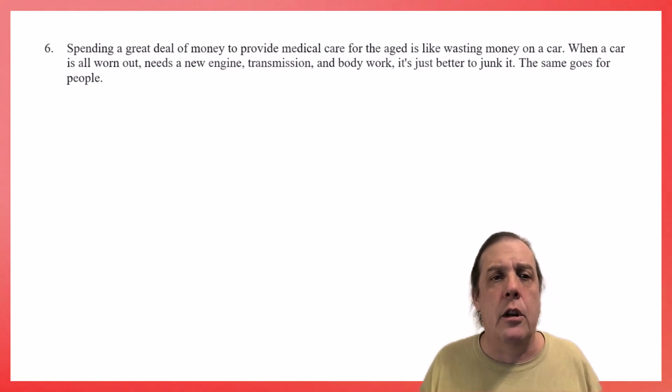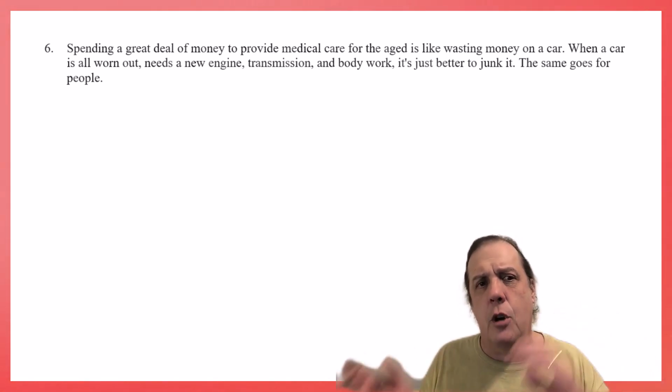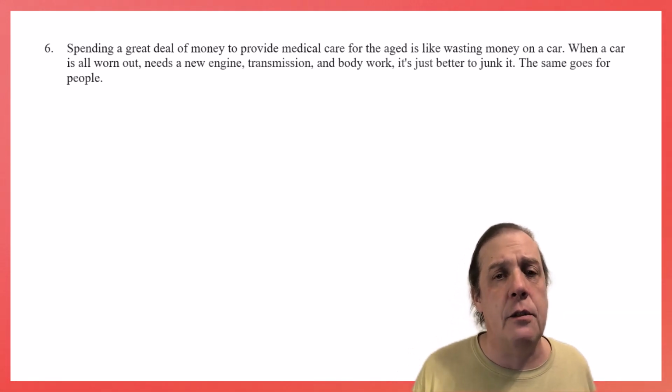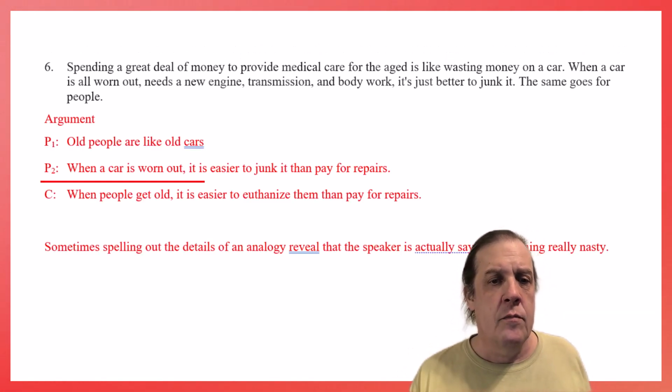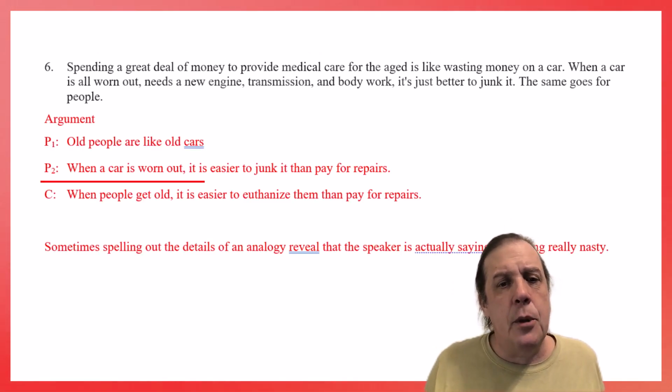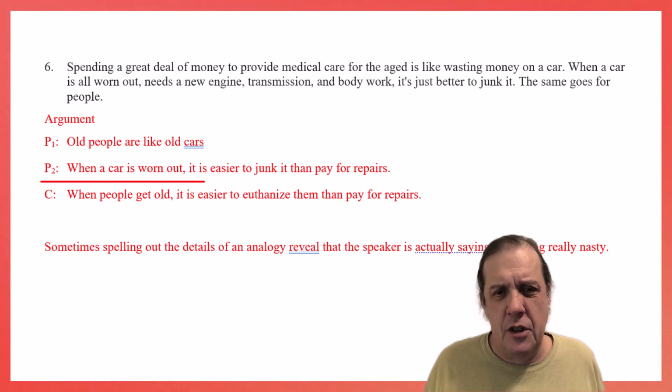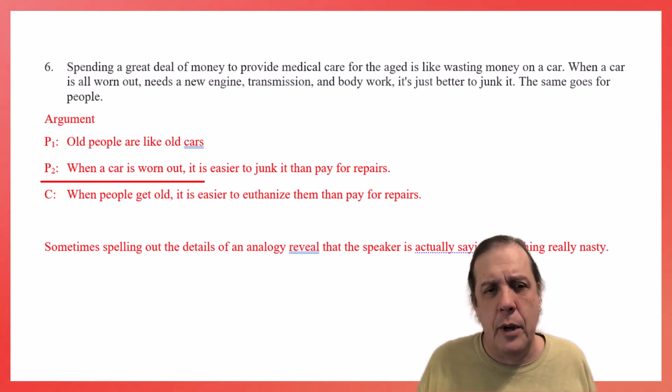The same way earlier, we said, oh, well, the finances are similar, and this is true of the family. The same goes for government. So we can begin to fill this in as a full argument by analogy. And it winds up looking like this. P1, old people are like old cars. P2, when an old car is worn out, it's easier to junk it than to pay for repairs. Conclusion, when people get old, it's easier to euthanize them than pay for repairs.